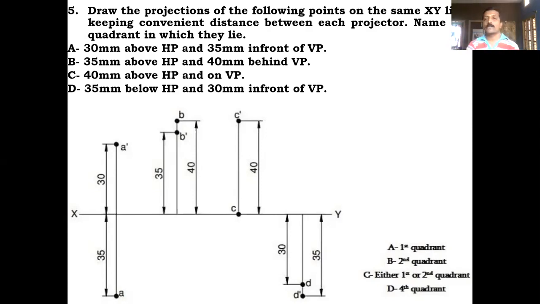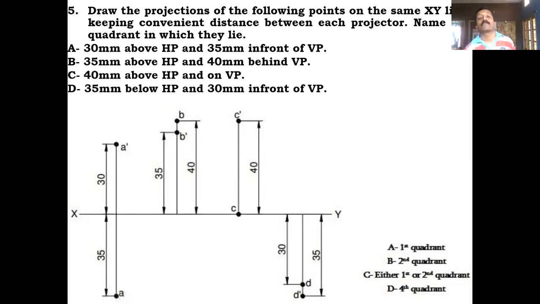35 millimeter below HP. Below HP is the front view information. While drawing it, it should come below the XY line. That's why let me take 35 millimeter. I'll draw it below the XY line, draw a horizontal line and locate one point. Call this the D dash.